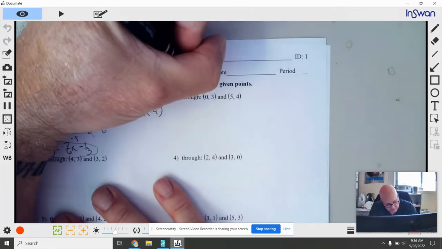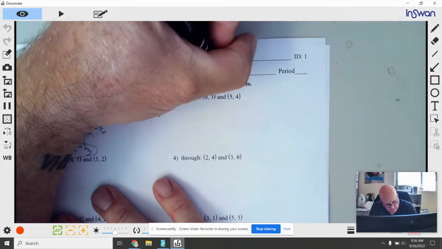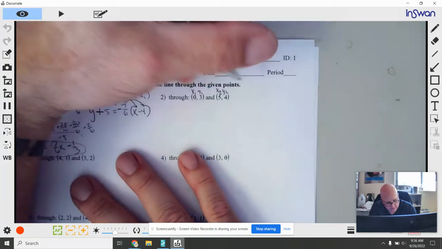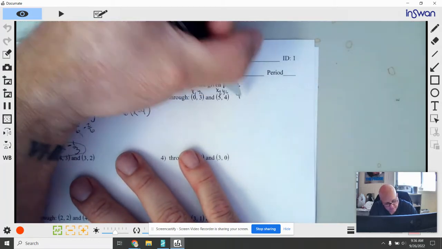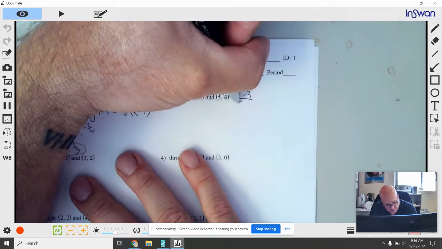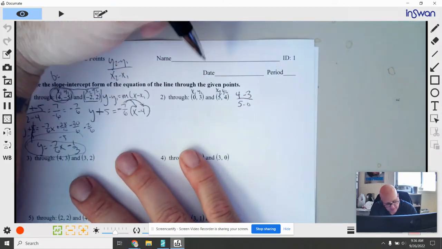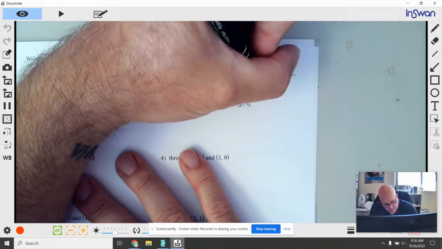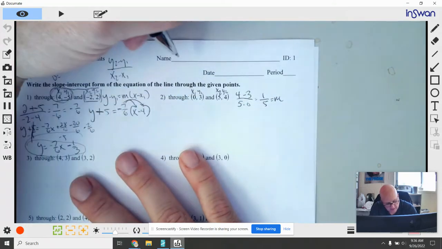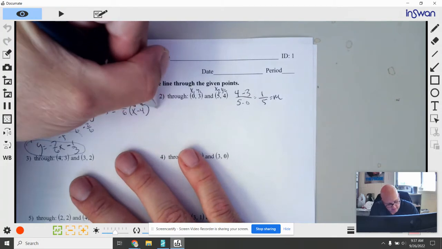Okay, let's go through number 2. Start off, x sub 1, y sub 1, x sub 2, y sub 2. So using the slope formula, we'll do 4 minus 3 over 5 minus 0. So 4 minus 3 gives us 1. 5 take away 0 is 5. And that's going to be our m.